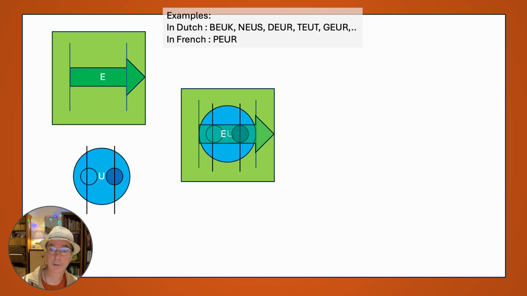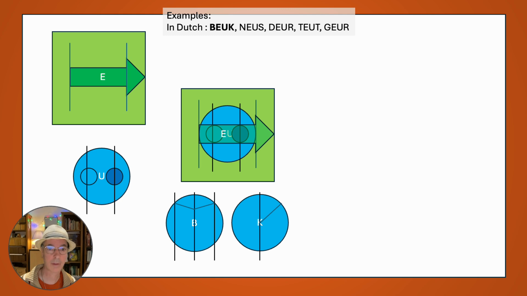I have some examples. There are not too many words, but I have some: beuk, neus, deur, teut, geur. In French you have peur, something else. I only know Dutch words, but I had a French word too. I've written it down, but when I pronounce it, peur, it's not the same as beuk. The sound is different. It's written the same way, so I leave it out. So let's go to the Dutch words.